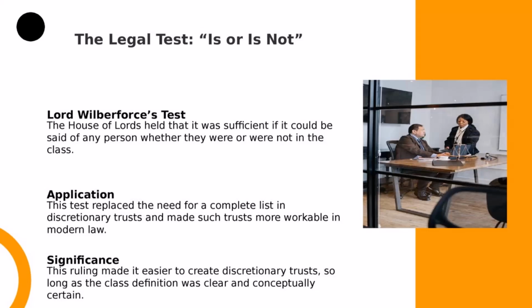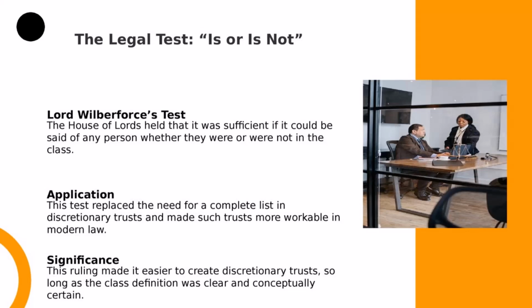So the is or is not test replaced the need for total complete lists. And this is it: it made discretionary trusts more workable in modern law, with much more flexibility, but still making sure that they were completely lawful and legal. As long as you have that class defined, and we've got some good examples of it in the other slides that we're going to be doing, showing you the wording that you can use, you don't have to say things like what he said, that it has to be someone who worked here or their dependents or relatives. So it made it far more flexible and far more straightforward to create and administer a discretionary trust.